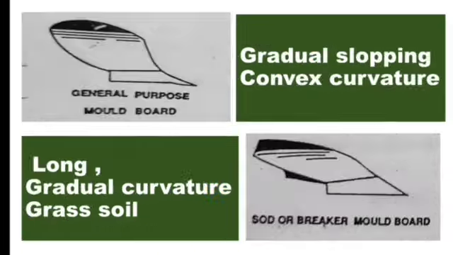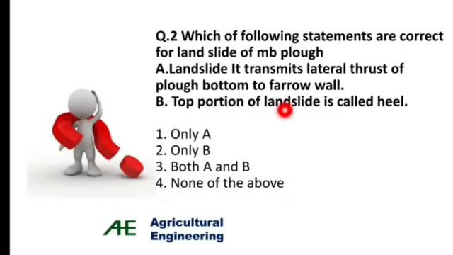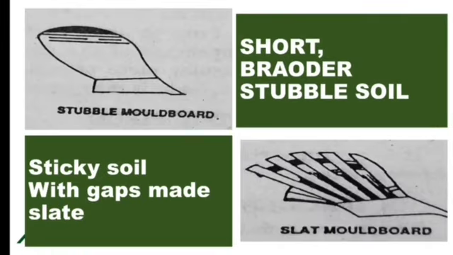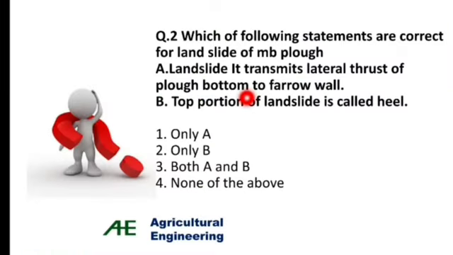We will see one more question. Which of the following statements are correct for landslide of MB plow? Landslide, it transmits lateral thrust of the plow bottom to the furrow wall. Top portion of the landslide is called heel. So guys, we have seen the landslide. Obviously we have discussed it transmits the lateral thrust to the furrow wall, and yes, the top portion of the landslide is called heel.